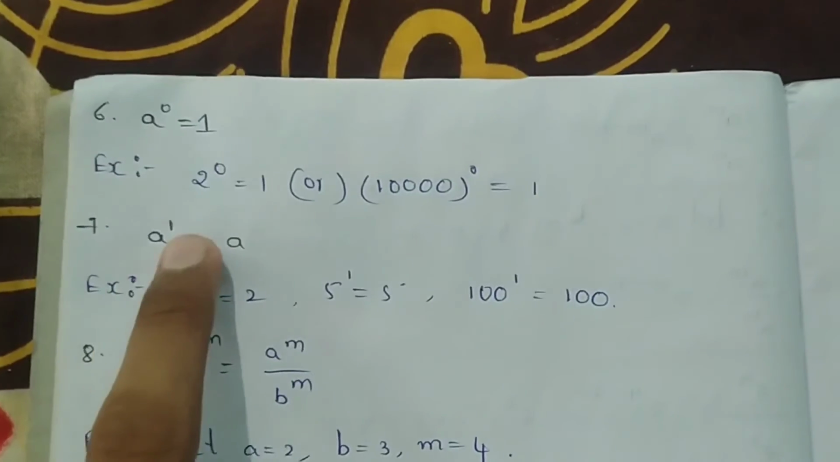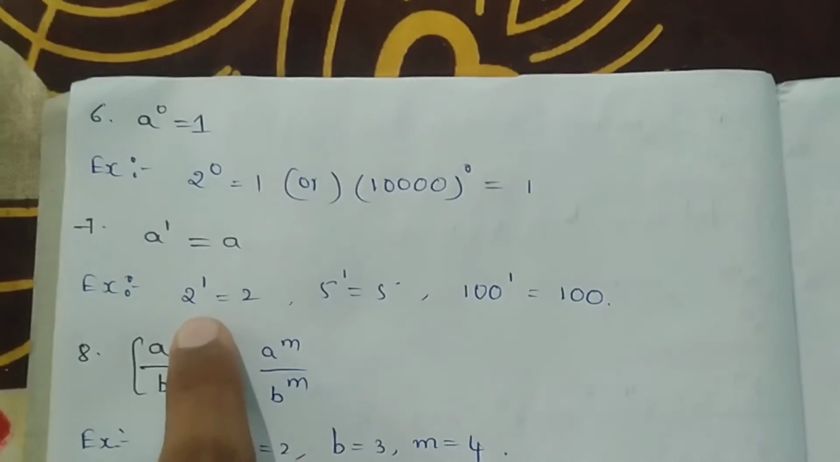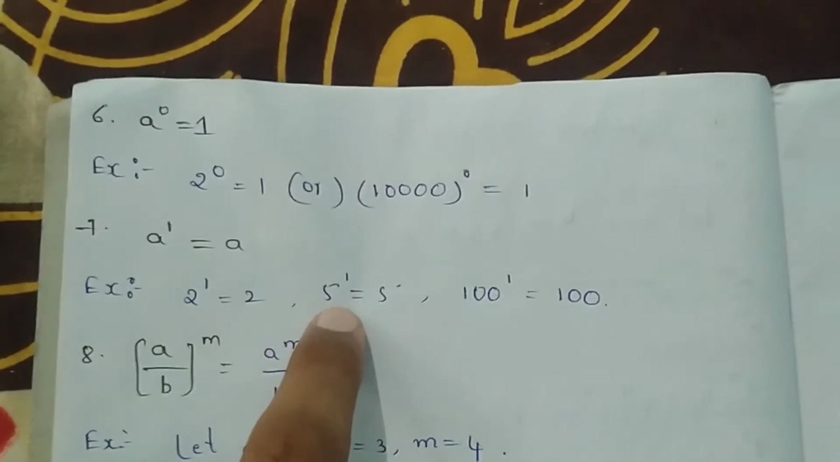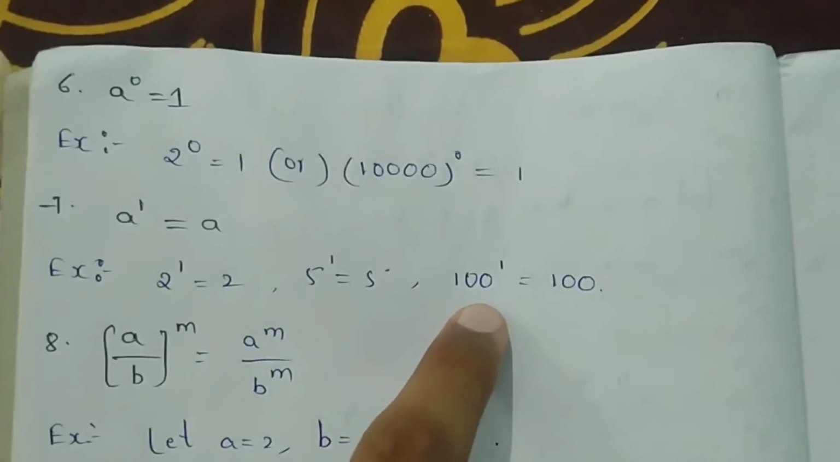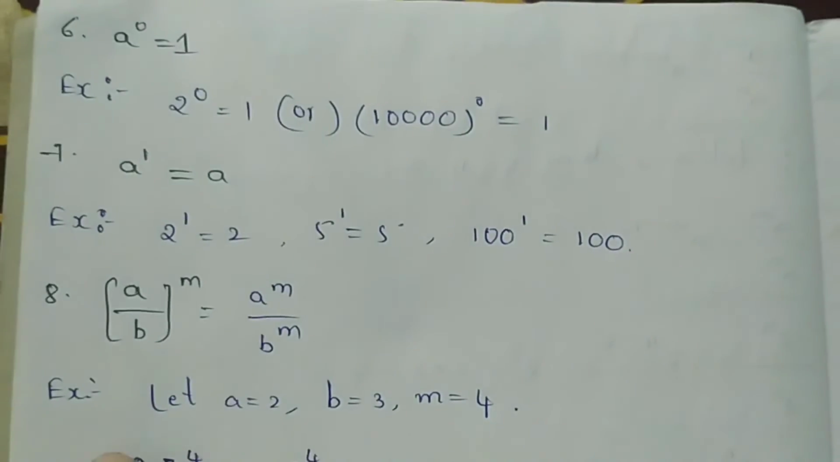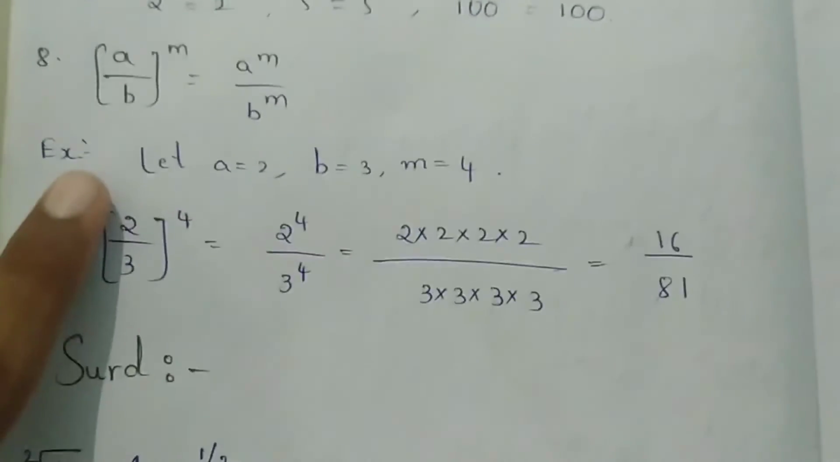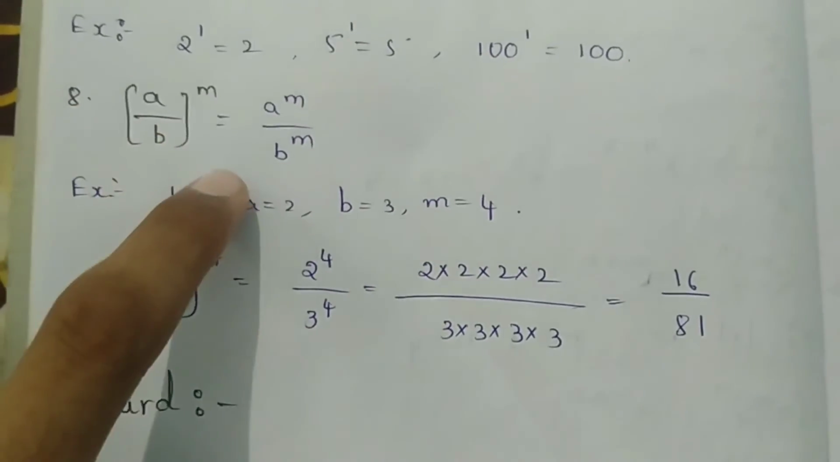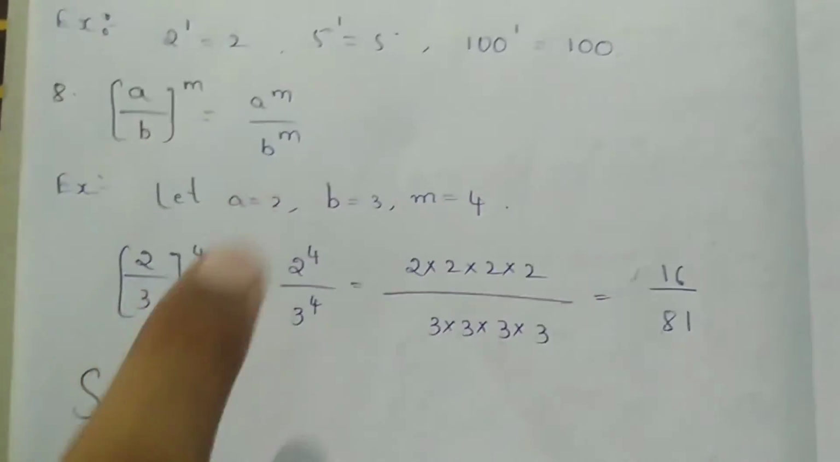If it is a power 1, it is equal to a. So here 2 power 1 means 2 only. 5 power 1 means 5 only. 100 power 1 is also 100 only. 1 lakh power 1 is also 1 lakh only.